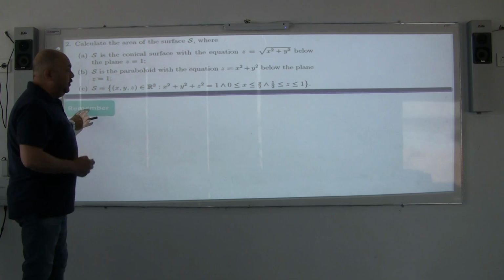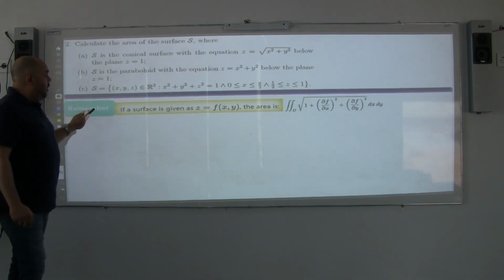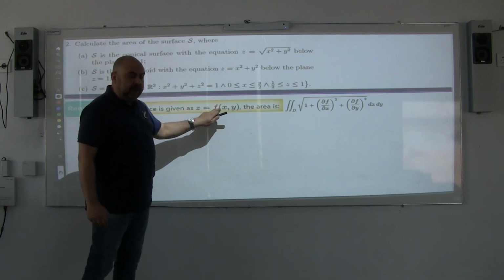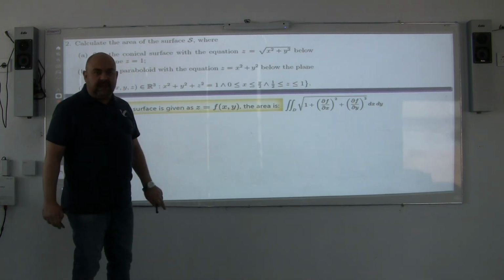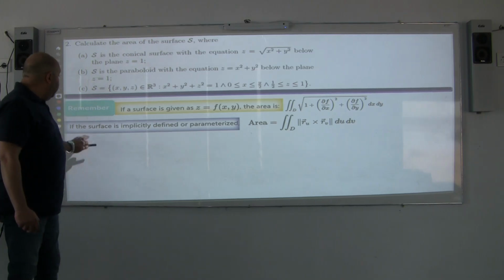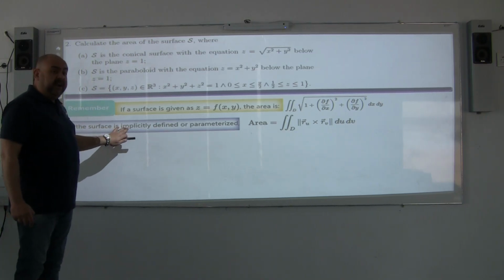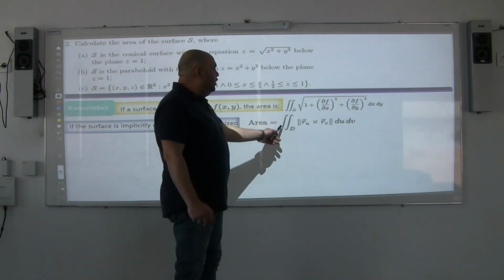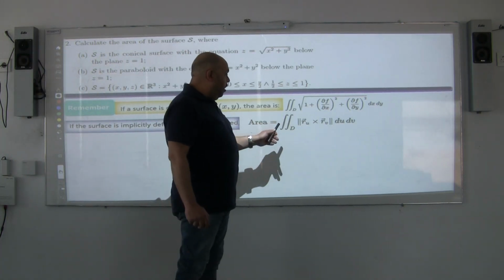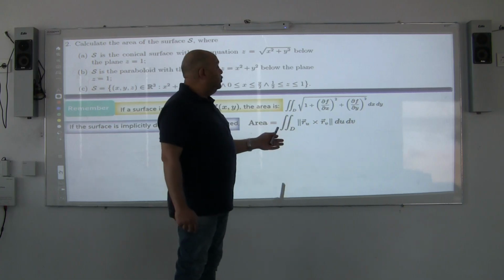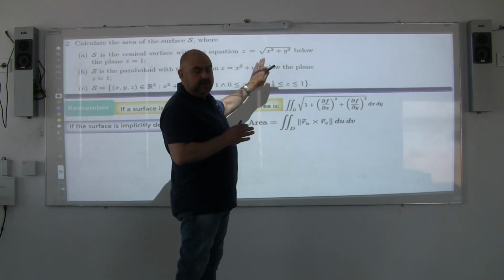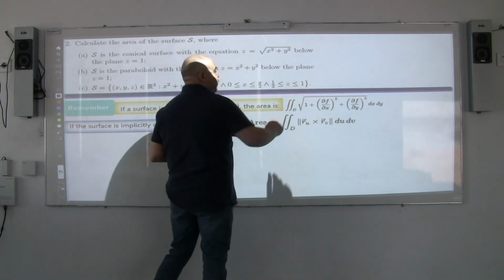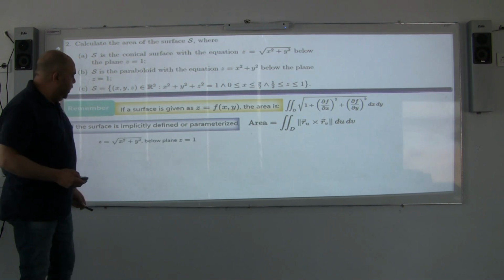If I start with the first one, he's telling you, remember that if a surface is given by z equals f of x, y, a scalar function, I can use this relation. If the surface is implicitly defined or parameterized, in this case, I can go through this relation, getting r as u and v, multiplying the u and v. So, based on the given, as you can see, I have here f not parameterized, so I would rather go with the first situation, as you will see.